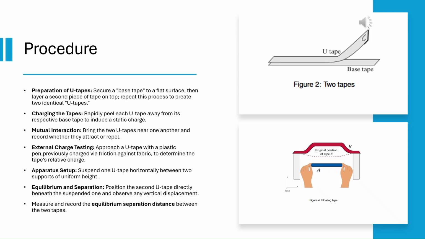To create the tapes, we put down a base tape and then ripped off a top layer of tape to create a U-tape. And then that's how we charge the tapes. And we bring them near different objects and record whether or not they attracted or repelled. And then eventually we used one piece of charged tape to place beneath another piece of charged tape that would then lift that other piece of charged tape using electric force.